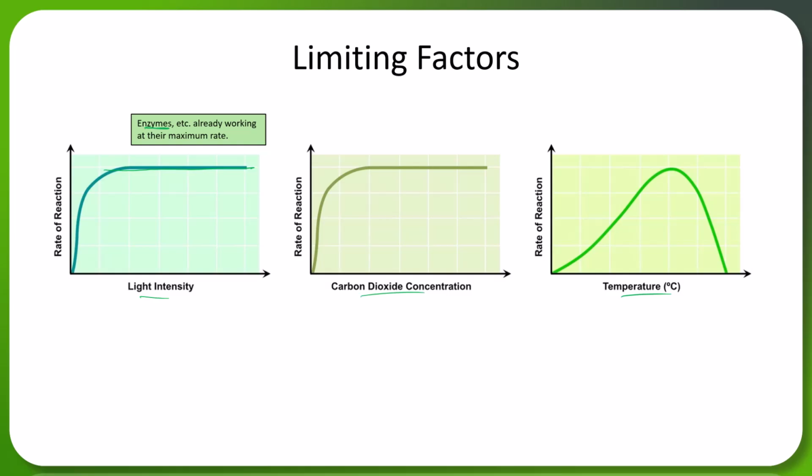Even despite increasing the light intensity, you can't just continuously increase light intensity on a plant and expect the rate of photosynthesis to continue to increase. There is a maximum rate.